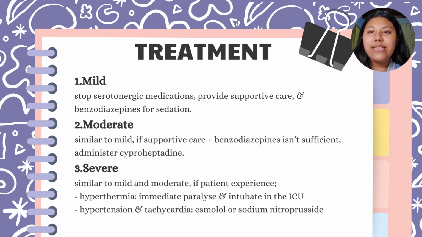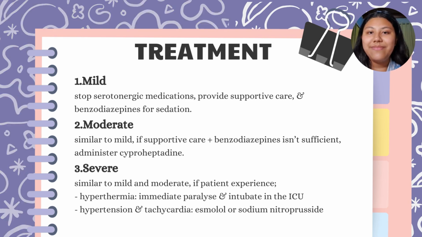Treatment for severe cases involves discontinuing serotonergic agents, providing supportive care, benzodiazepines for sedation, and cyproheptadine if supportive care and benzodiazepines are ineffective. Severe hypertension and tachycardia can be treated using short-acting agents like esmolol or sodium nitroprusside.